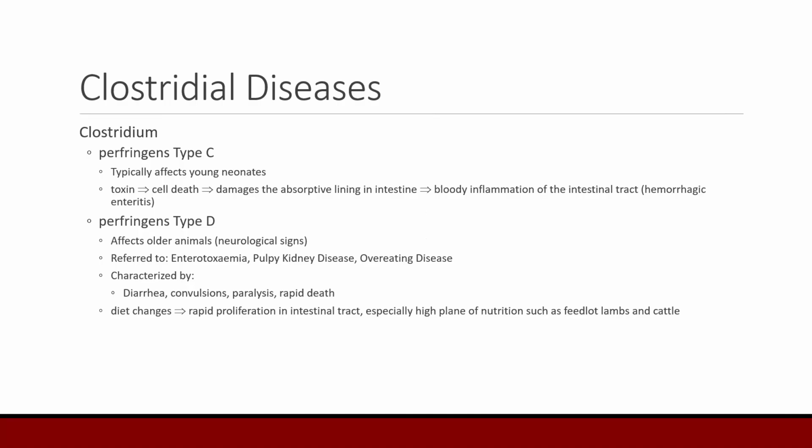Perfringens type D. This affects older animals. These animals will exhibit neurological signs. So what are neurological signs? Brain, yes. Yeah, crazy motor behavior, right? Most neurological signs people refer to as brainers. They'll just kind of walk, act, and function all weird. Okay.